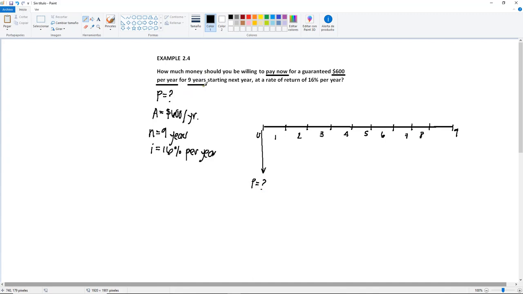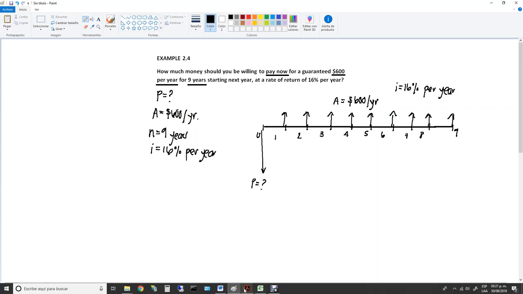Then we said that A starts next year, so it should start in year one, and you're going to have 9 of these uniform cash flows. So this is going to be your A, 600 per year. Do not forget to note your I. I'm just going to put it in wherever it fits, 16% per year. Okay, and we said that we need to find P, and we have A given in the problem. So that's the case.